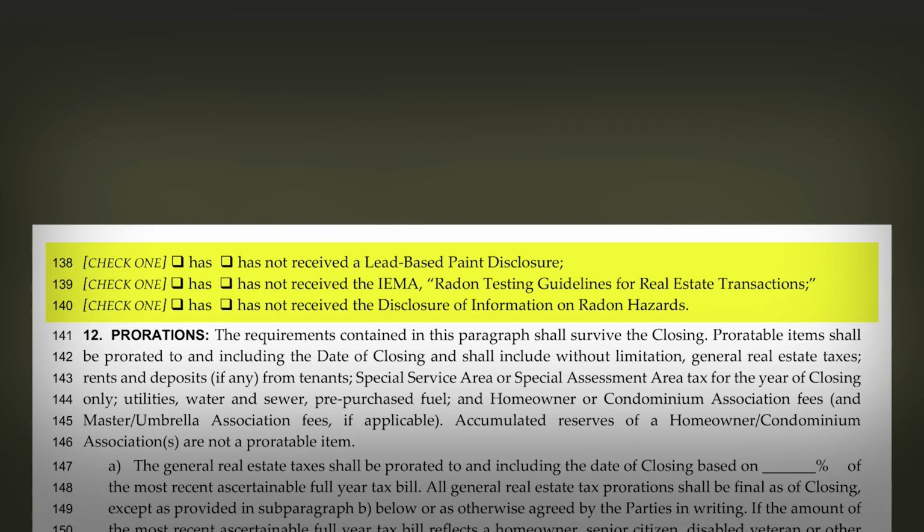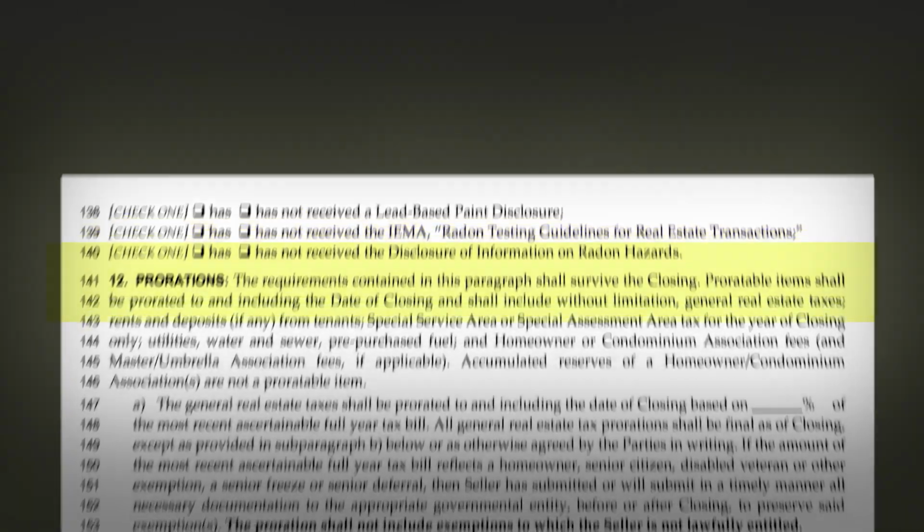Make sure that they're all, that is very important. Your lead-based paint, your radon, the property disclosure, these are all mandatory in the state of Illinois. Nothing's changed with that. Make sure that you check the appropriate boxes there.